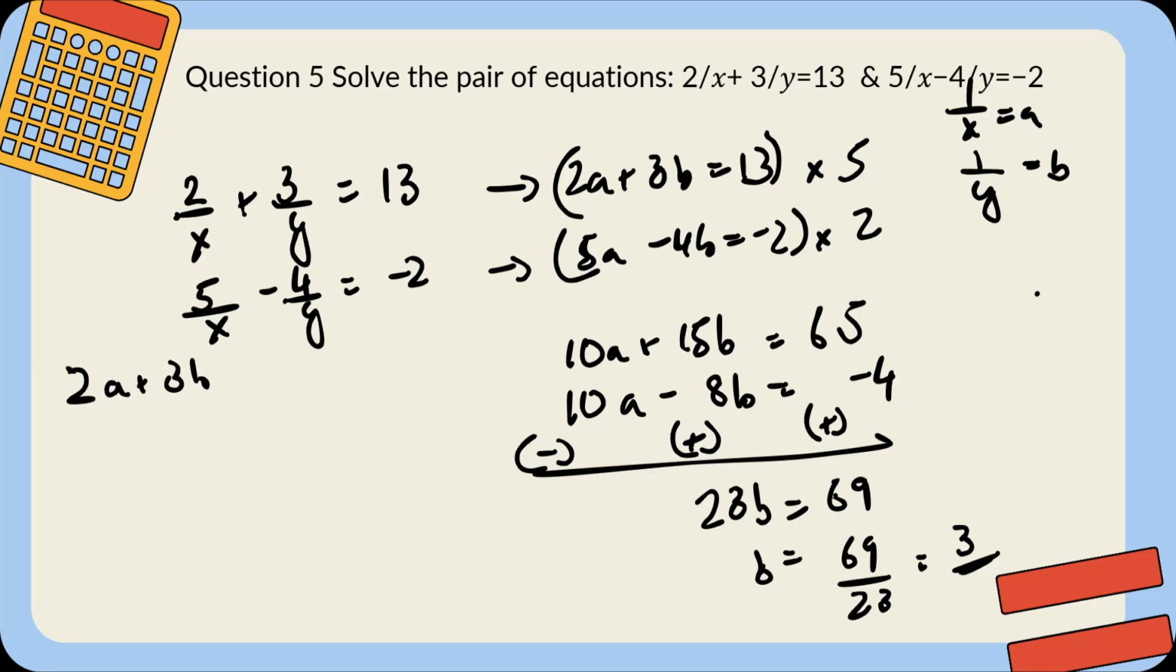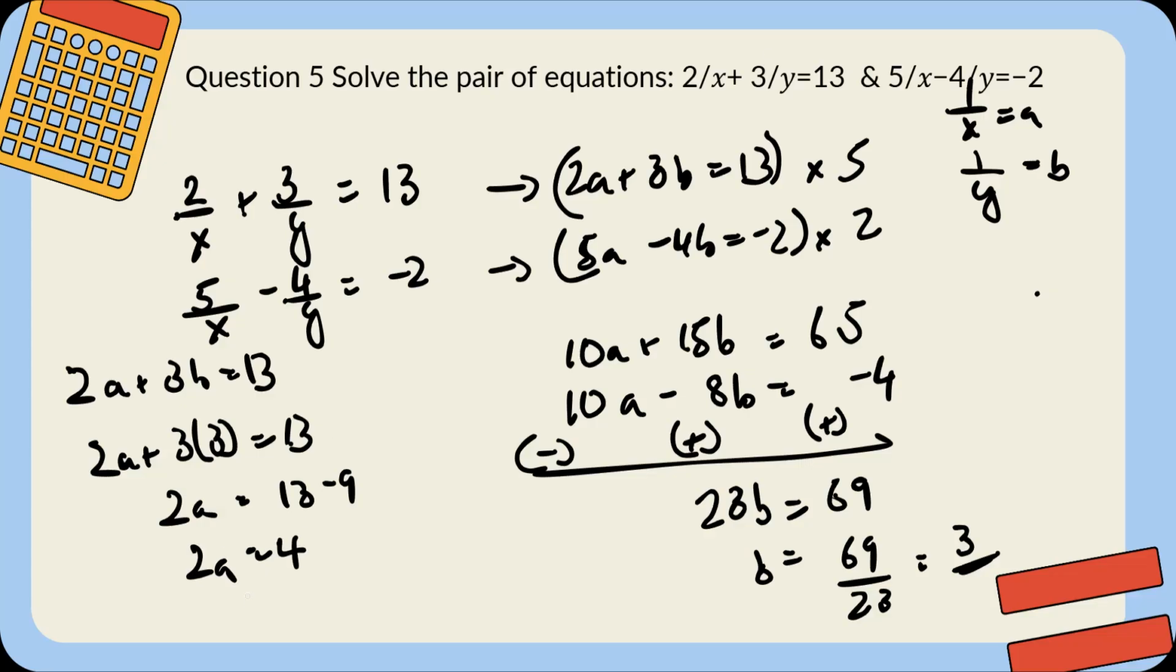So I'll just get a first. What is a? Now 2a plus 3b is equal to 13. So put the value of b, which is 3, and 2a plus 3 into 3 is equal to 13. So 2a is equal to 13 minus 9, right? So it will become 13 minus 9 is 4. So 2a is equal to 4 and a is equal to 4 by 2, which is 2. So a is equal to 2 and b is equal to 3, correct?